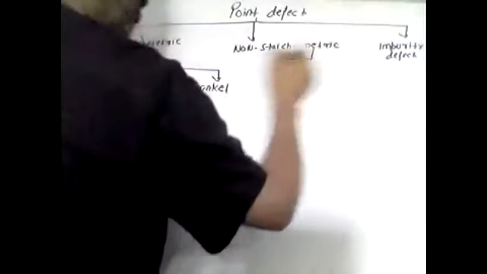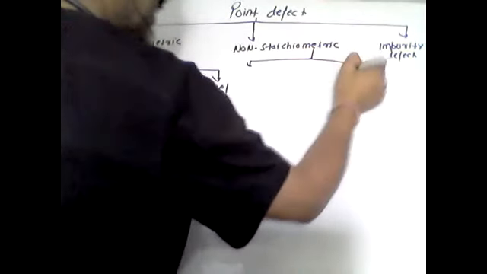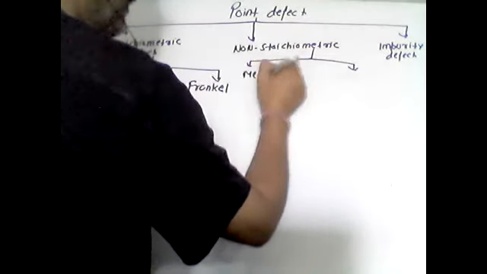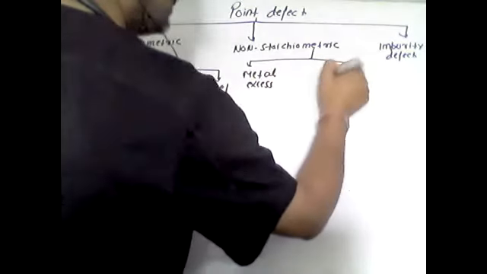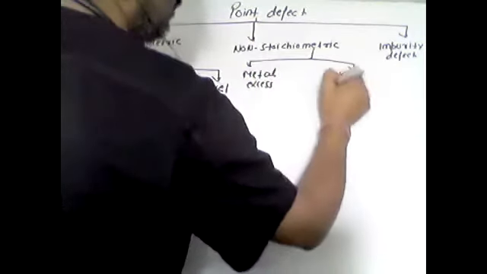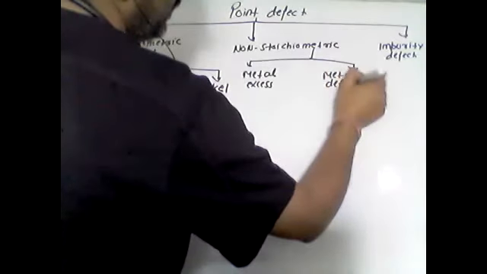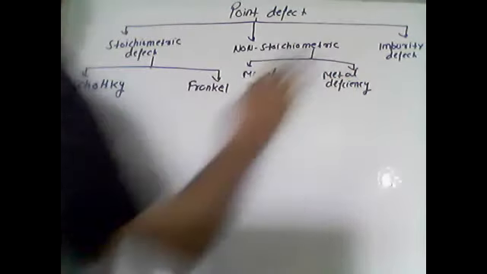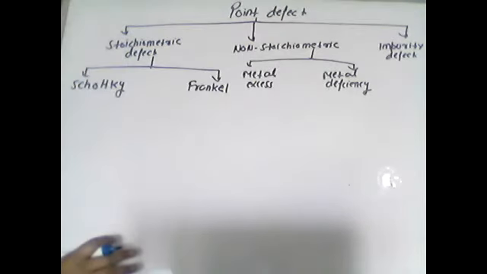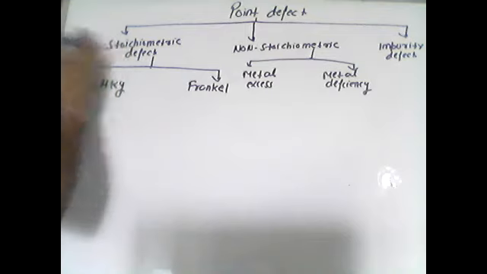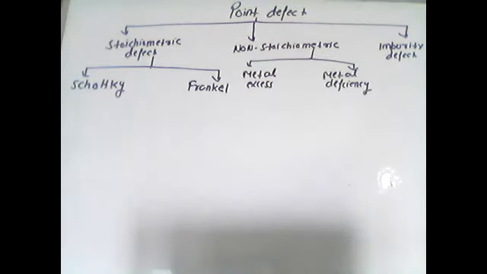Under non-stoichiometric, we have further two defects: metal excess and metal deficiency. Further, we have the classification, then we have the impurity. These are the classifications under the point defects. One by one, we are going to catch each one. First of all, we are going to discuss the stoichiometric defect.